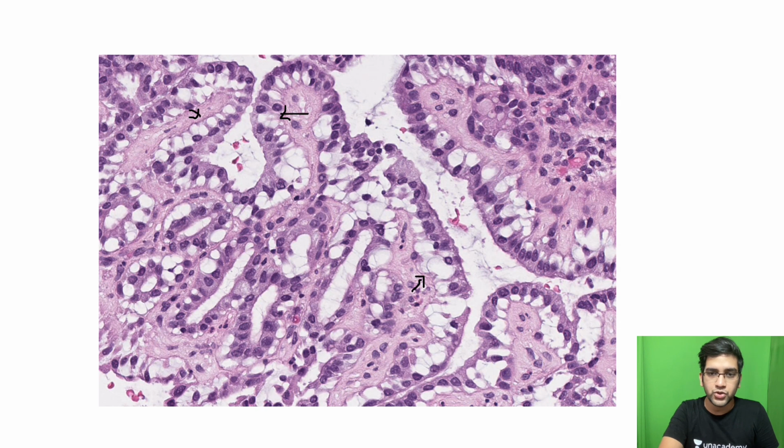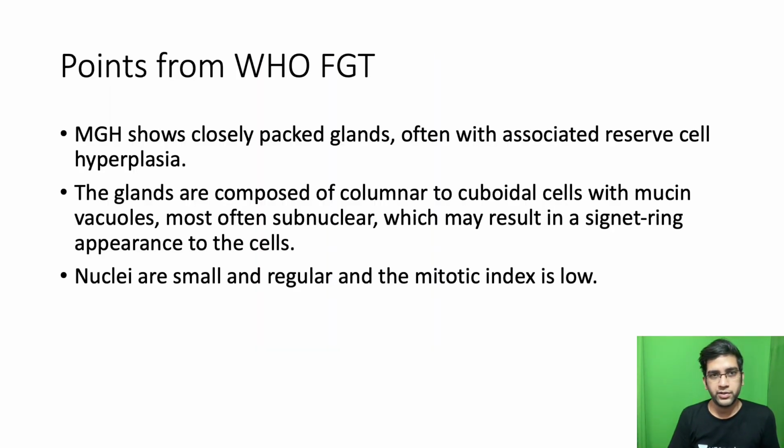So let's go to WHO. What does WHO say about microglandular hyperplasia? MGH stands for microglandular hyperplasia. They show closely packed glands. That's what we saw, right? And often there is reserve cell hyperplasia; we didn't see reserve cell hyperplasia in this patient. So that is not a must for me to make a diagnosis. If reserve cell hyperplasia is there, I'm going to be much more comfortable, that's all. This we also talked about when we discussed squamous metaplasia of cervix. When I have a reserve cell hyperplasia, a layer beneath my columnar layer, then I'm going to be more comfortable, that's all. If it's not there, ignore it, completely fine.